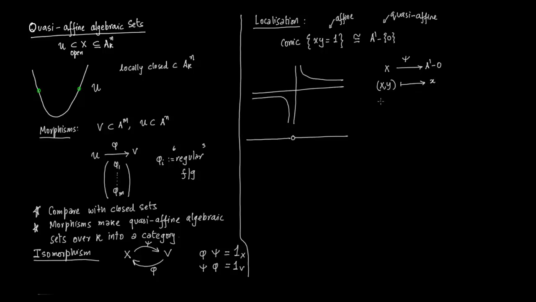And then a morphism in the opposite direction, from A^1 minus 0 to the conic, which I am writing as capital X. This capital X just denotes the algebraic set xy equals 1. So write this down for clarity. The map is what you would have guessed: x goes to (x, 1/x). This is obviously regular on A^1 minus 0, and notice that we have the fractional form 1/x. Yeah, it's not a polynomial.